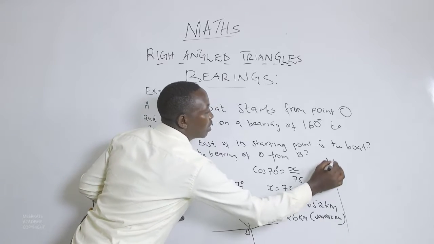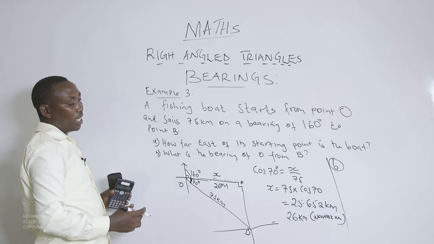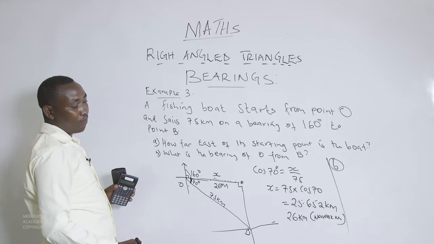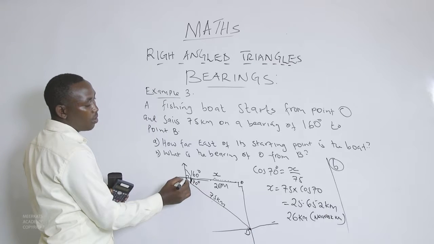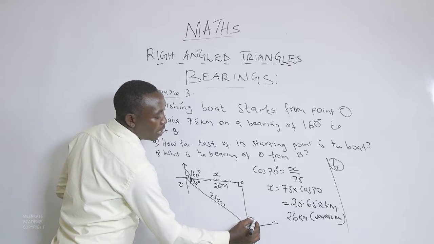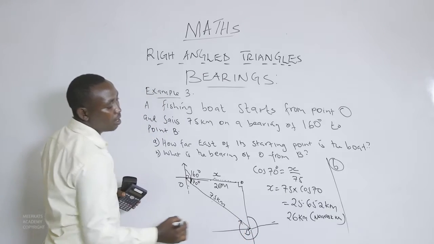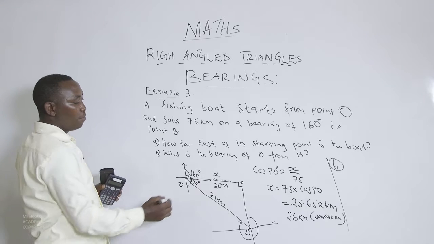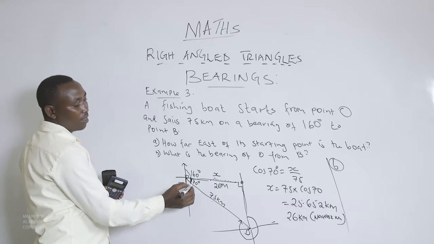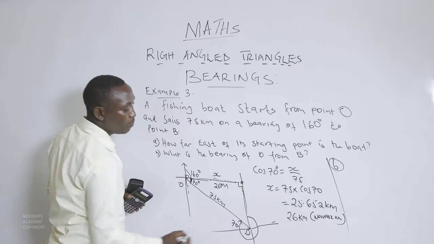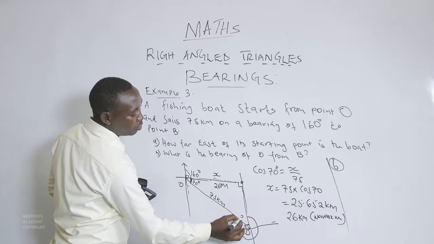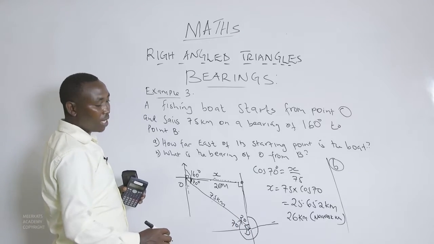Part B of the question requires us to find the bearing of O from point B. That means we are at point B and we want to go to point O. The angle we are talking about must be measured from the north going all through to that point. Given that these two lines are parallel, this will act as a transversal, and therefore alternate angles are equal. If this is 70 degrees and the whole of that is 90, this is going to be 20 degrees.